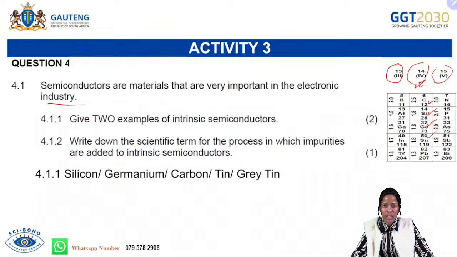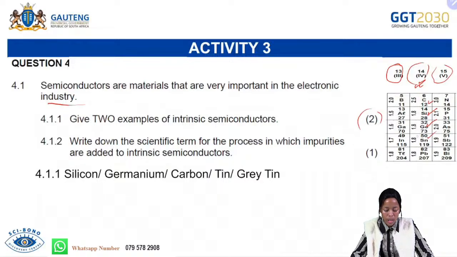So again, it means that for you to answer this, you must understand what intrinsic semiconductors are and where we find them on the periodic table. If you can master that, we find them on group number 4, even if they say you must give 4 of them or 3 of them, you will be able to identify them using the periodic table there.